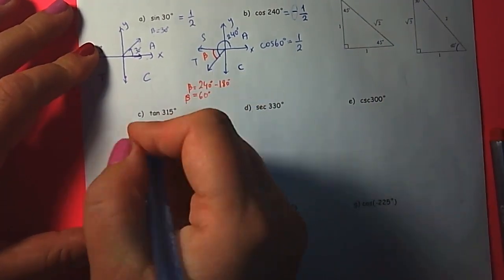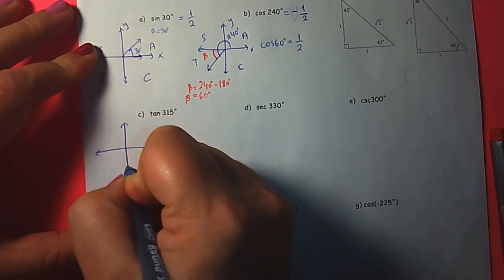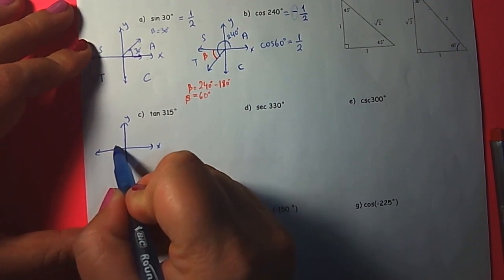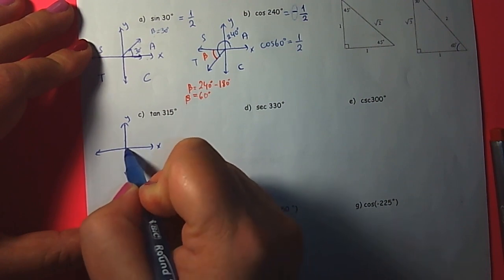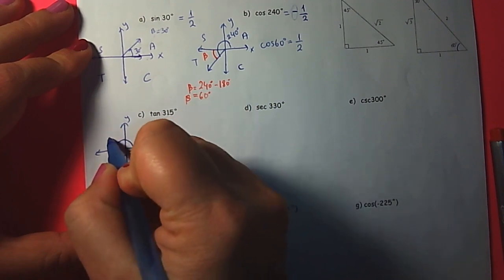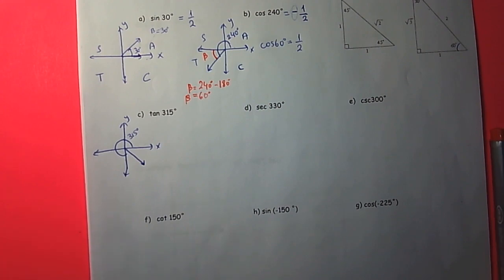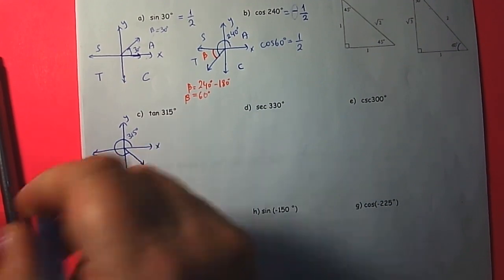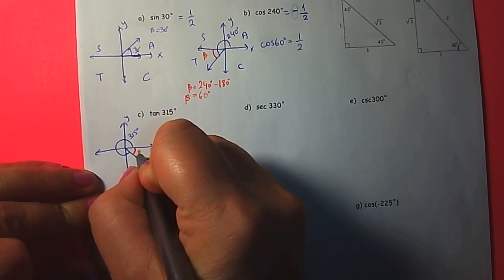Tangent 315 degrees. Again, first step, rotate the angle. So 90, 180, 270, and that would be 360. It looks like the terminal arm is going to be located in quadrant 4. So this is 315 degrees. Second step, find beta. Beta is the angle between the terminal arm and the closest x-axis. So that is our beta.